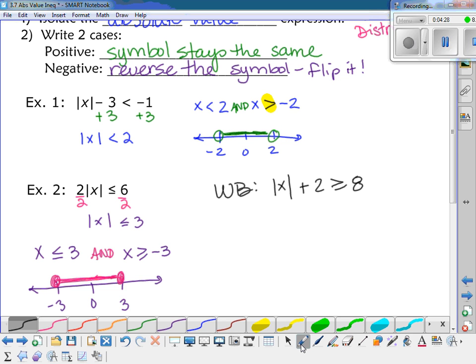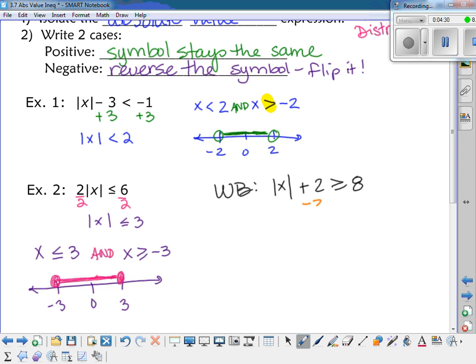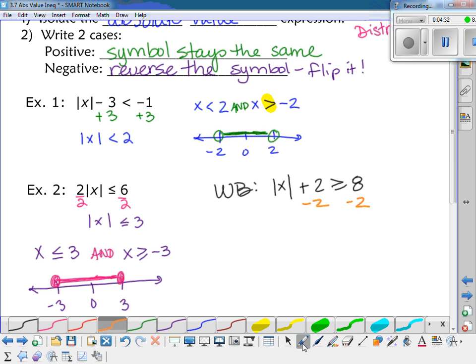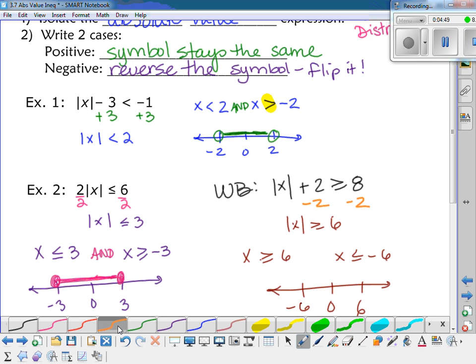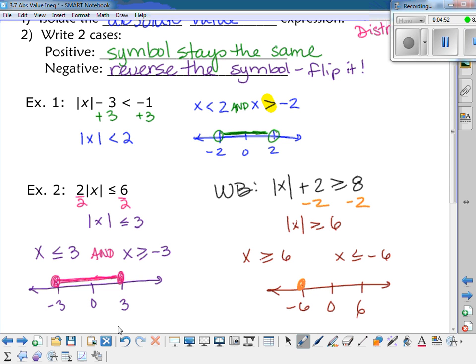Okay, so it looks like most of you guys are getting it. You subtracted 2 from both sides, and then you had that the absolute value of x was greater than or equal to 6. So x is greater than or equal to 6. X is less than or equal to negative 6. When you graph that one, you have closed circles, and they're going the opposite way, so it's or.